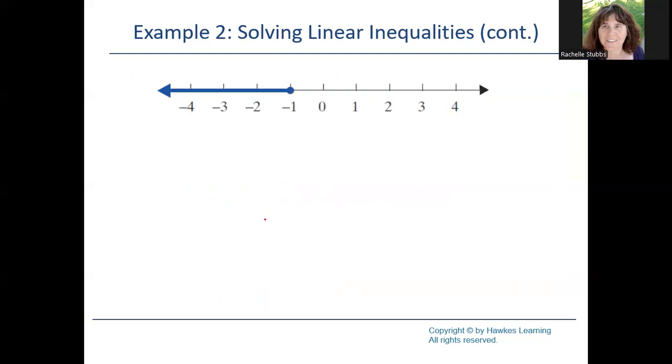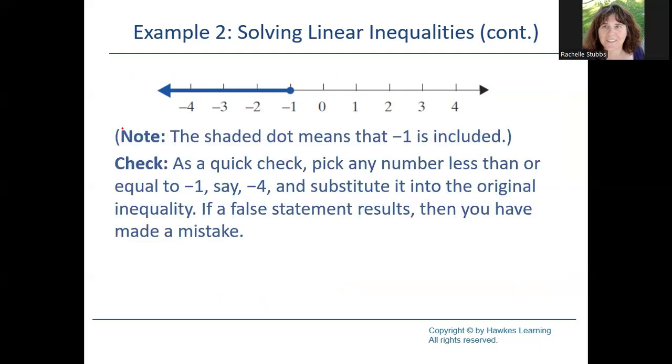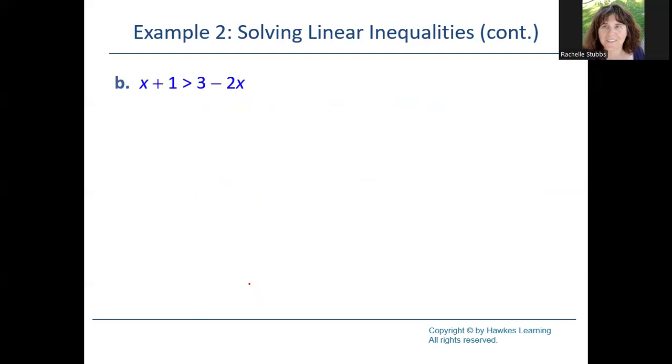And if I were to graph that, I'm going to have a filled in circle, and my arrow is going to go less than -1, so it's going to head to the left, and it's going to be an arrow saying that it's all the way to infinity. Okay? Now you can pick any number less than or equal to -1. So any number in this area should make the statement true. So if they picked -4, 5 times -4 is -20. -20 plus 4 is -16. And -16 is less than -1. That is a true statement. So yes, we've done it correctly.